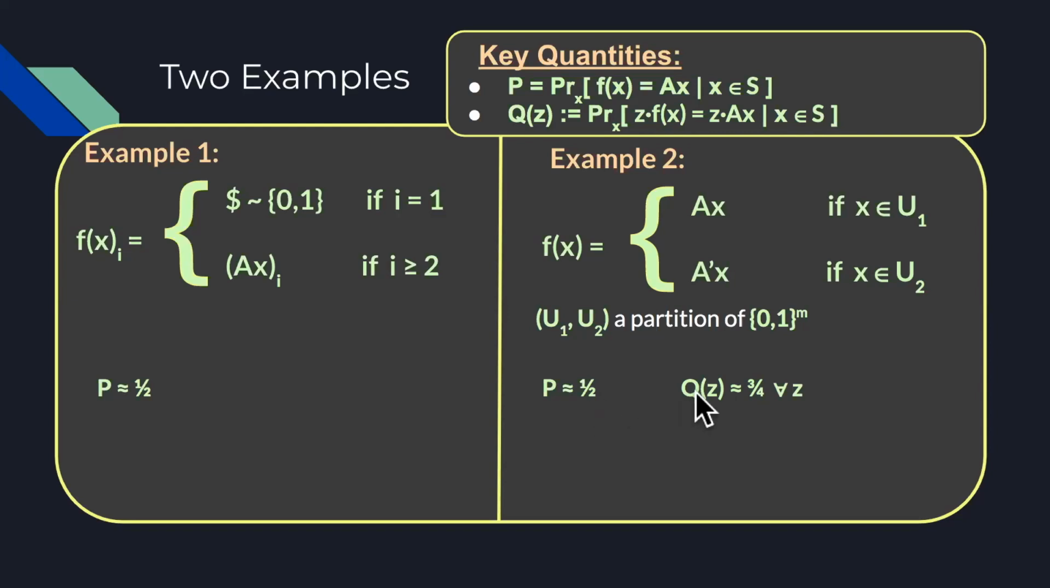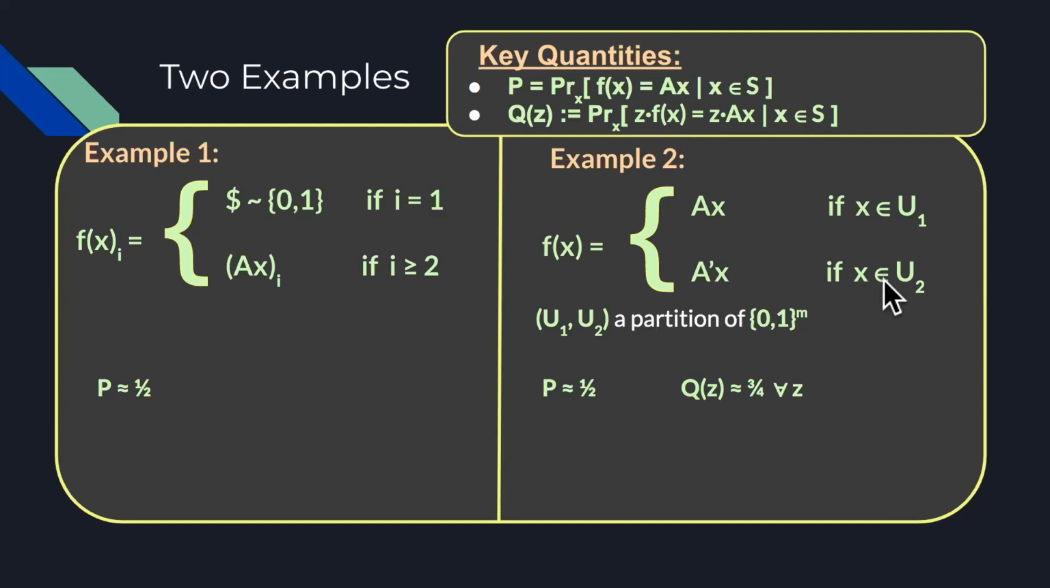Q of Z. What's Q of Z? Well, Q of Z is going to be the probability that Z times f of x equals Z times a of x, given that x is in S, but S is everything right now. This is the first execution of the loop. So what's that going to be? It's going to hold with probability 1 when you're in the good partition, and it's going to hold with probability 1/2 when you're in the bad partition.